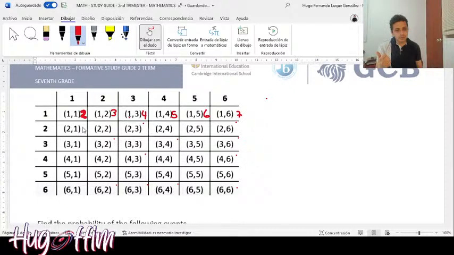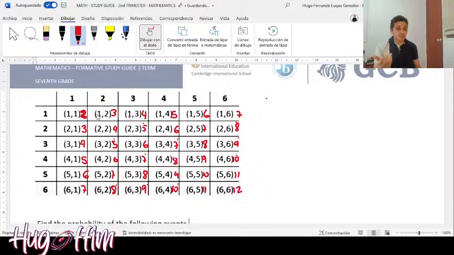Now in this table I'm going to put 3, 4, 5, 6, 7, 8. Observe that here will be 4, 5, 6, 7, 8, 9. Here is going to be 5, 6, 7, 8, 9, and 10. Here is going to be 6, 7, 8, 9, 10, 11. And 7, 8, 9, 10, 11, 12.